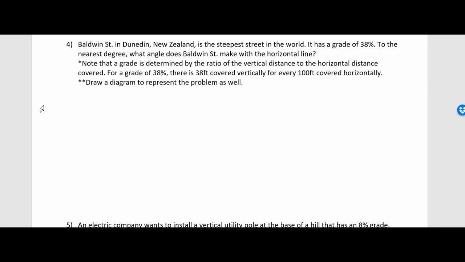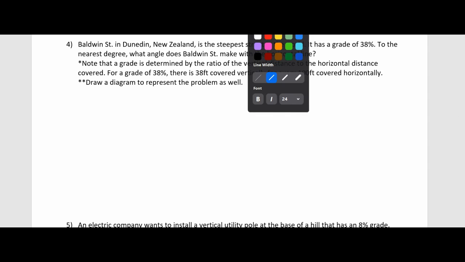I give you a couple of tidbits of information here. It says, note that a grade is determined by the ratio of the vertical distance to the horizontal distance. For example, for a grade of 38%, there's 38 feet covered vertically for every 100 feet covered horizontally. So let's just start sketching here and then see what type of trig we need to use to find the missing measurements here. So let's start by drawing the street.